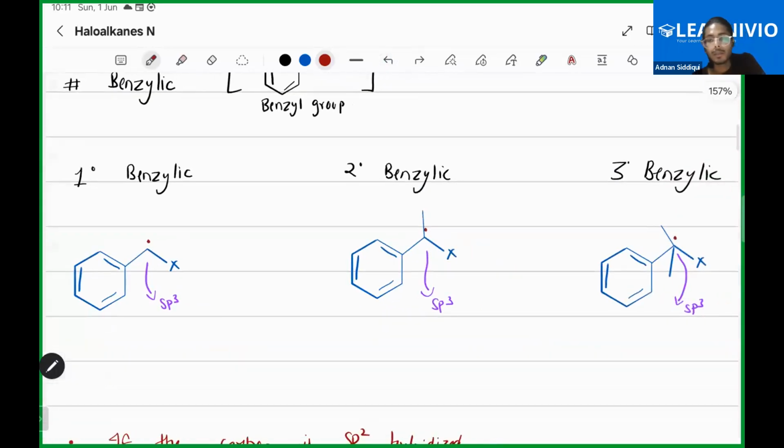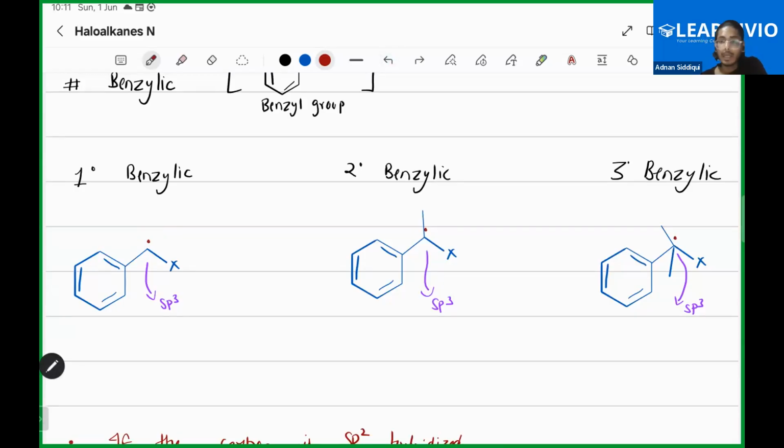Again, we will do 1 degree, 2 degree, and 3 degree benzylic position. This is our benzylic position, and to this carbon, we have only one carbon which is directly attached. So we will call it 1 degree. This is 2 degree and this is 3 degree. Is it clear? Yes, sir.